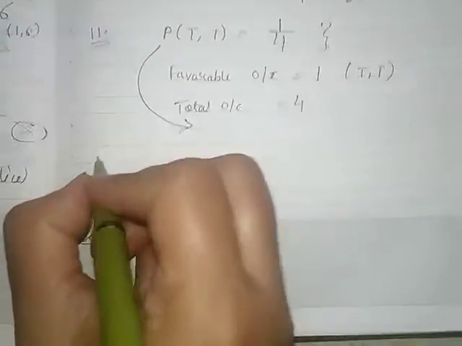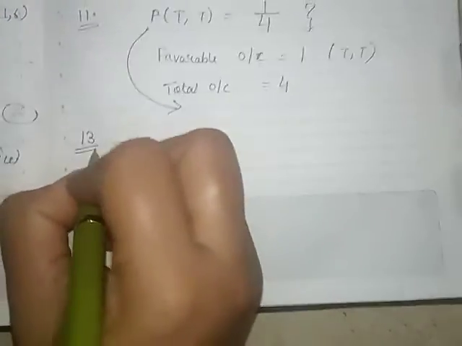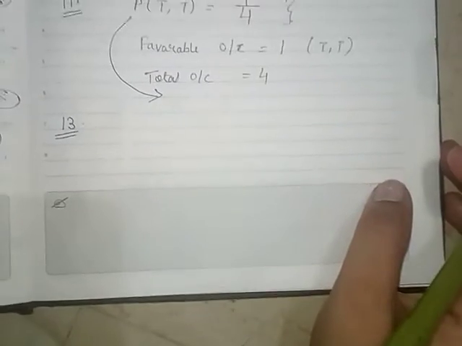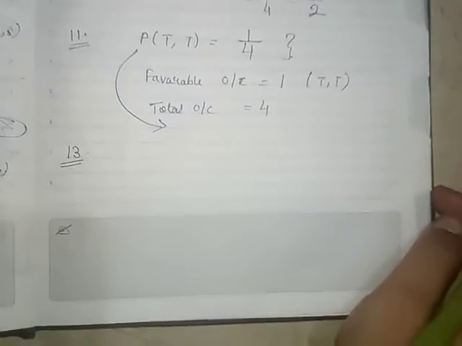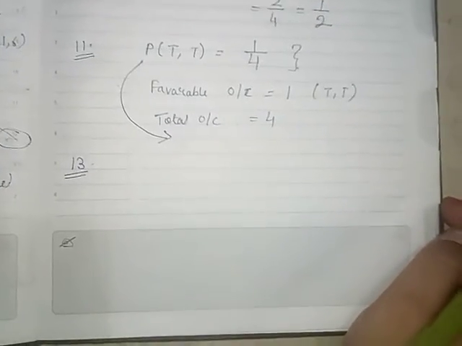Now see the 13th question. The 12th one will be for the last. Okay, in that case you will have to make all the outcomes, that's why.